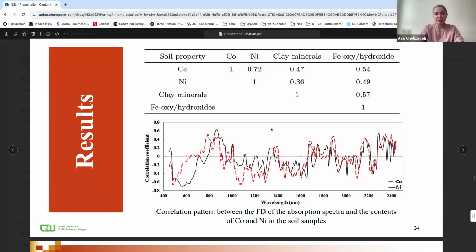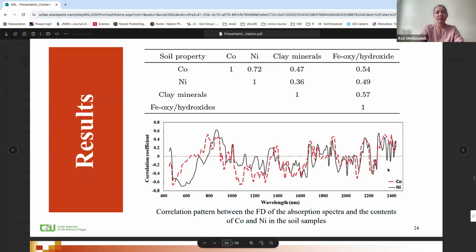For speciation studies, we conducted two Pearson regression analyses to investigate the correlation between, first, nickel and cobalt with other soil parameters such as clay minerals and iron oxide, and then nickel and cobalt with the spectral response of the soil samples. For the first one, you can see on the first table, regarding this correlation with other soil parameters, a relatively high positive correlation was observed between cobalt and nickel, and also a moderate correlation was seen between clay minerals and iron oxides. And both toxic elements showed higher correlation values with iron oxides than clay minerals.